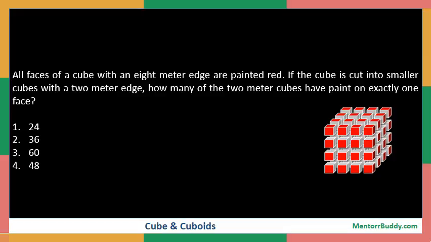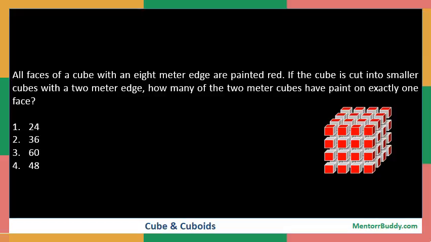We have a question based on cube and cuboids. It says, all faces of a cube with an 8-meter edge are painted red. If the cube is cut into smaller cubes with a 2-meter edge, how many of the 2-meter cubes have paint on exactly one face?